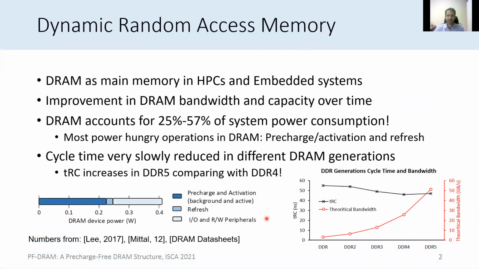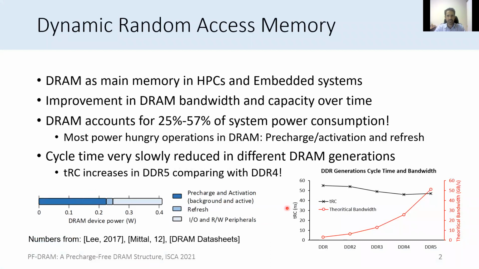DRAM's bandwidth and capacity have improved sharply over time in different generations. However, DRAM power consumption and latency haven't improved much over time, which has made the memory wall thicker than before in each generation. DRAMs dissipate about 25% to 57% of entire system power consumption, and a large portion of this power is dissipated by memory arrays during precharge, activation, and refresh operations.